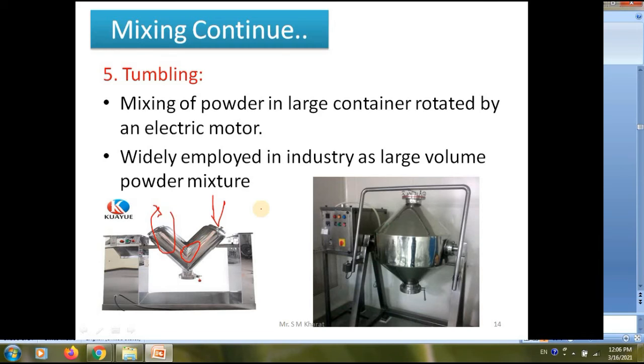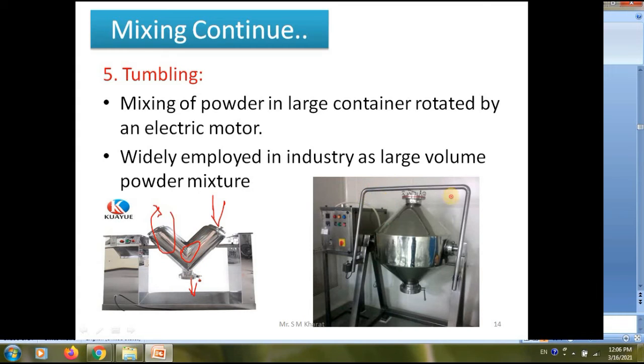So such rotation I will give for 10 minutes, 20 minutes, according to the batch size or the quantity of product you have employed. So accordingly I will provide. After completion of 10 minutes I will get a homogeneous mixture at this basement. So I will open this tab and collect all the mixed powder material over here. So this is your tumbling or V-shaped tumbler.